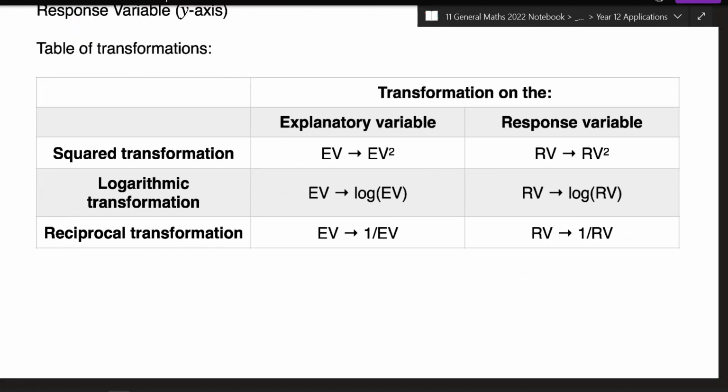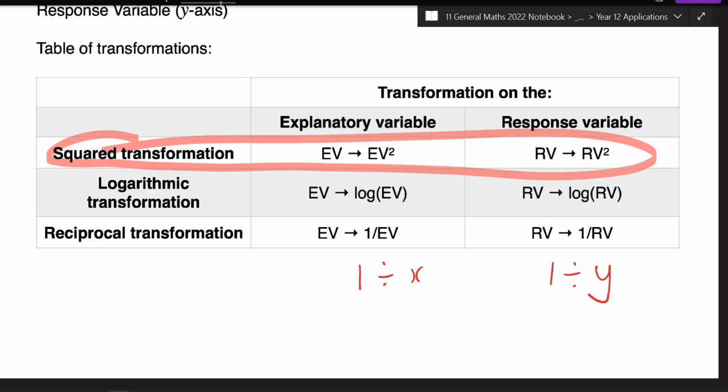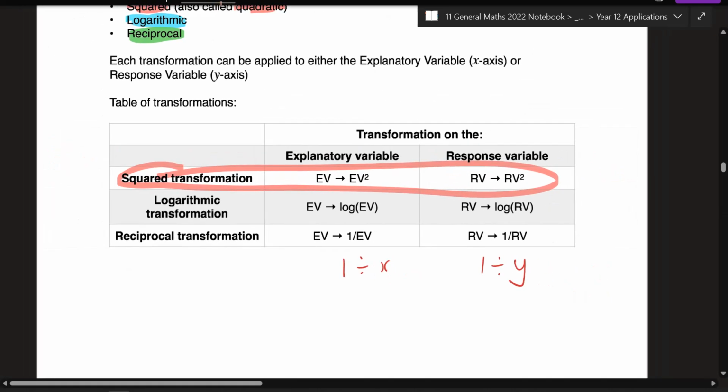When we're looking at squared transformations, if you're going to square the EV, you're squaring all of the X variables. If you're going to square the RV, then you're squaring all of the Y variables. So it's multiplying the variable by itself, which makes the numbers bigger. If you're doing a log transformation, same thing, it's going to change the variables. It might make them shrink, or it might make them longer, depending on what you're doing. Same with your reciprocal. Reciprocal is basically just 1 divided by whatever your X variable is, or 1 divided by whatever your Y variable is. Those are the different transformations we're going to look at. For today, we're just going to focus on squared, so just squaring our EV and RV variables.